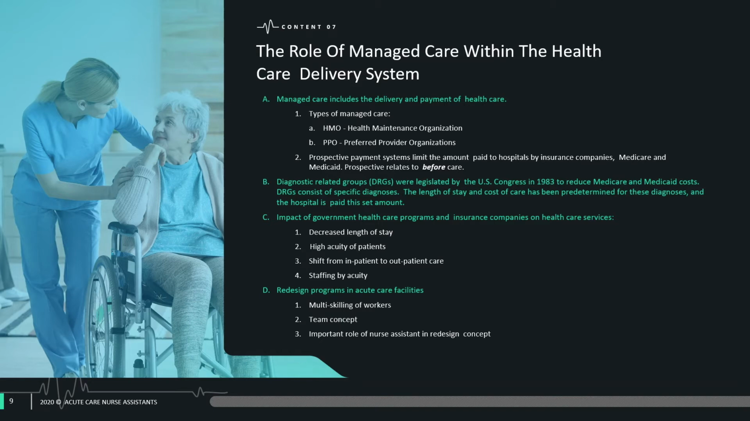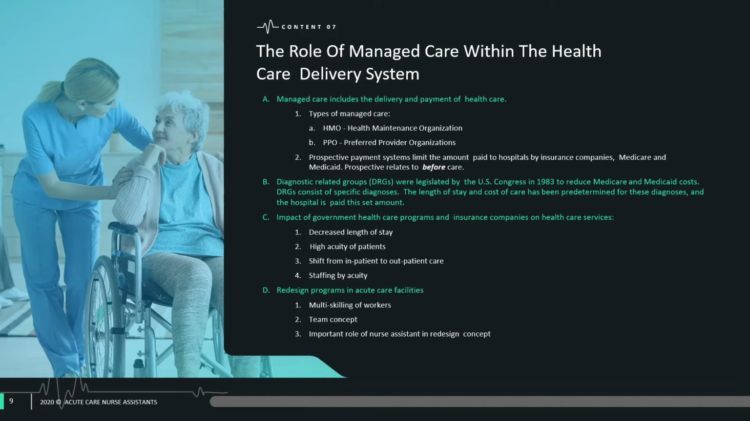B. Diagnostic-related groups, or DRGs, were legislated by the U.S. Congress in 1983 to reduce Medicare and Medicaid costs. DRGs consist of specific diagnoses. The length of stay and cost of care has been predetermined for these diagnoses, and the hospital is paid this set amount. C. Impact of government healthcare programs and insurance companies on healthcare services.